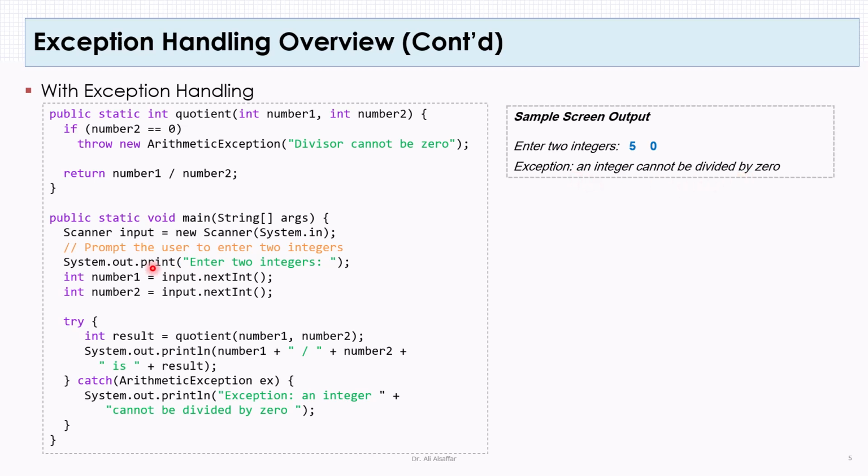So this is how we write exceptions in our programs. First, you have to raise an exception inside a method. Second, you use a try and catch block inside the caller of the method to handle the exception.